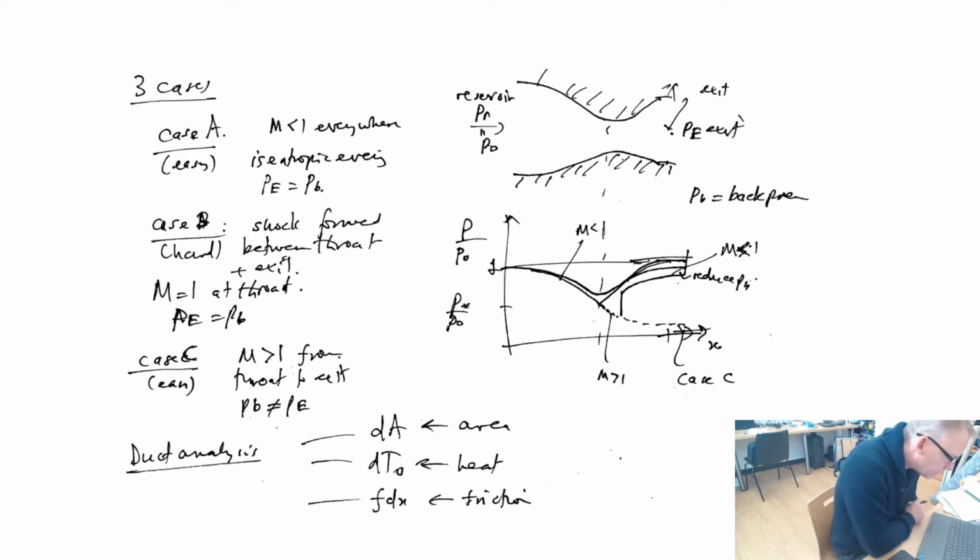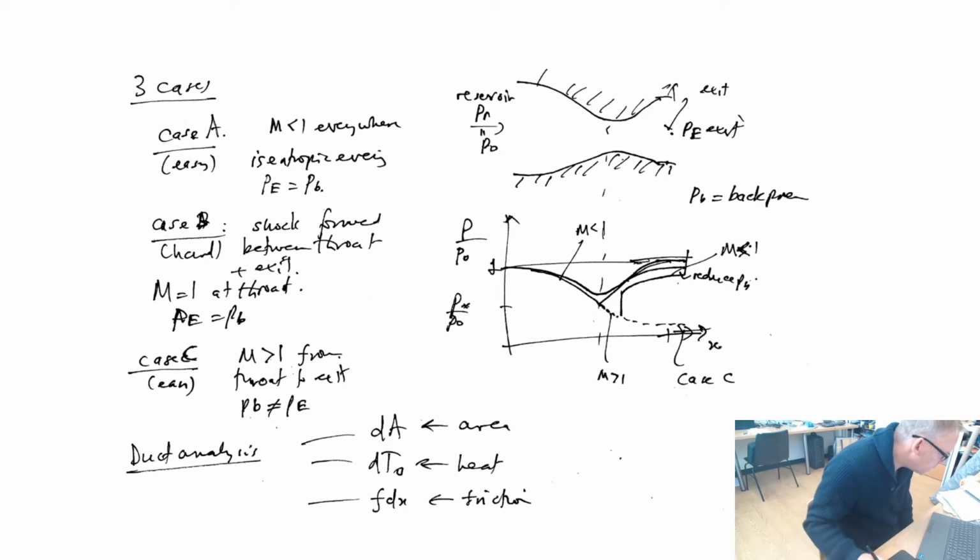Just to recap from last lecture, the three cases of duct flows simply described as this, where we've got changes in cross-section area. We've had three cases: case A, case B, case C. Case A, which is easy, we said that the flow is subsonic everywhere, and the important point there is the exit pressure matches the back pressure.